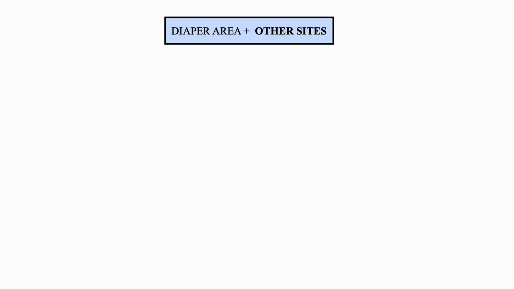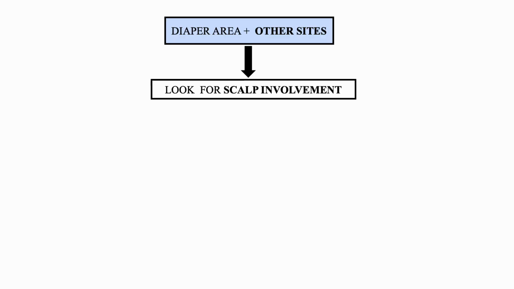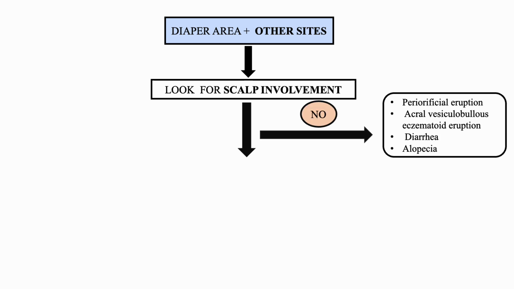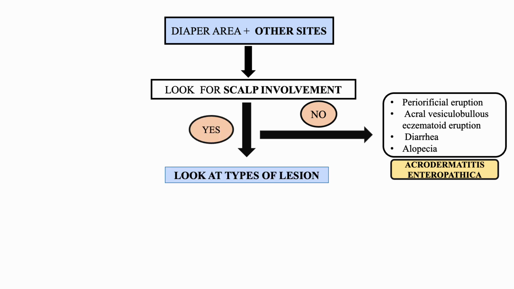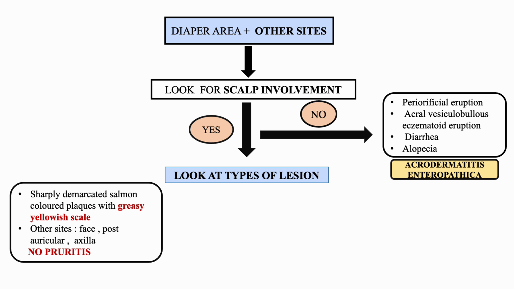Now, if apart from diaper dermatitis, other areas are involved, then look for scalp involvement. If there is no scalp involvement and there is a triad of alopecia, diarrhea, periorificial eruption with acral eczematoid eruption, then think of acrodermatitis enteropathica. If scalp involvement is present, then look at the types of lesions.